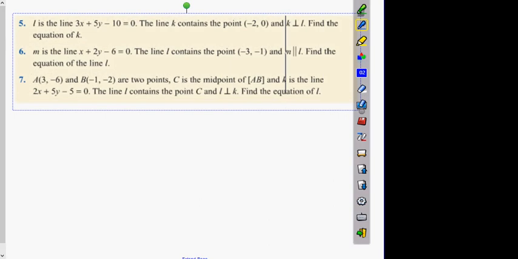It's very similar to yesterday, okay? So I'll do number 5, it's the hardest one, okay? L is the line 3x plus 5y minus 10. Line K contains the point (-2, 0), and K is perpendicular to L. Find the equation of K.